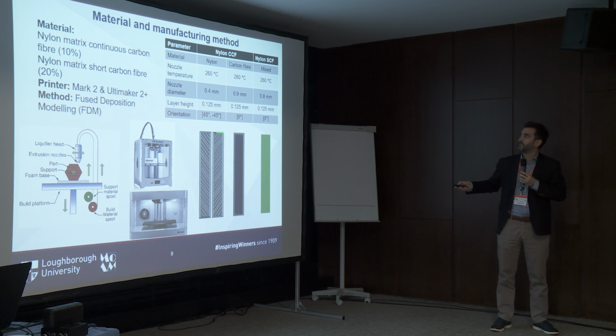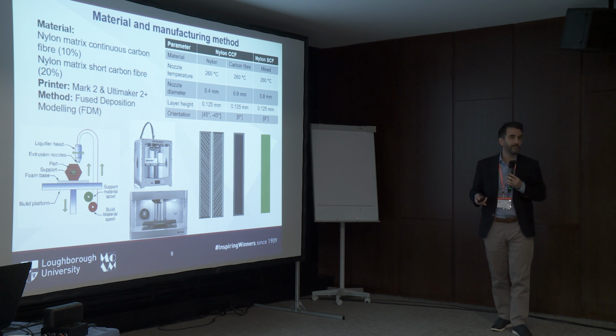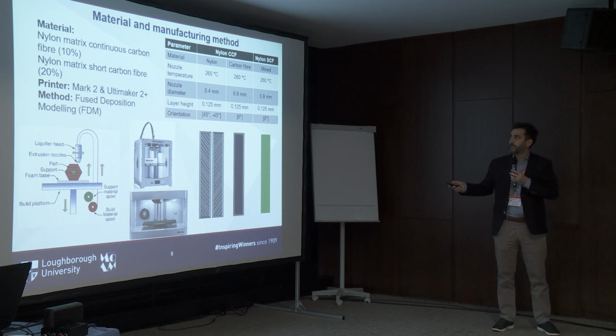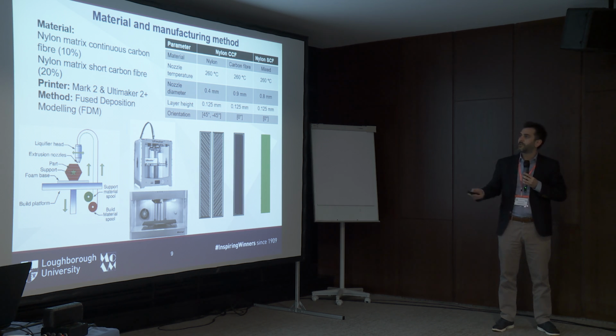And these are the manufacturing parameters there. The main difference is that in the short carbon fiber nylon, we're talking about a single extrusion. I forgot to mention we are using FDM in this study. In the continuous carbon fibers, we need to have double extrusions. In this case, we used commercial printers, Markforged Mark II, Ultimaker 2.